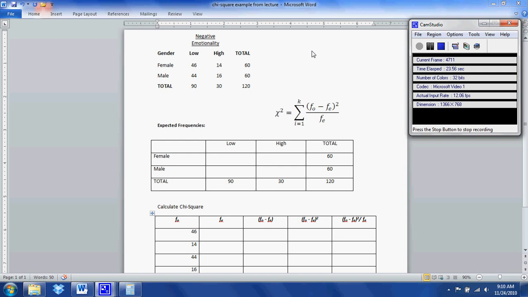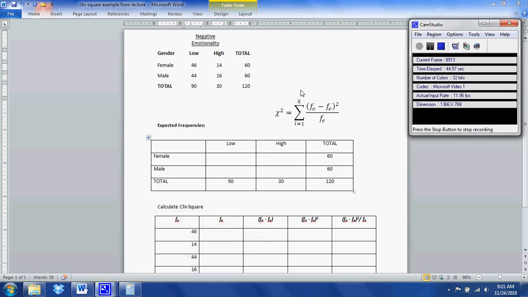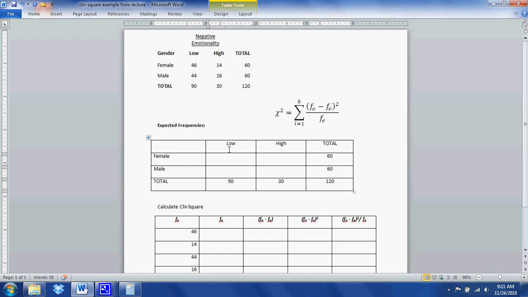So we have this table up here where we're looking at whether negative emotionality is affected by your gender. To start with, the table that you get is your observed frequencies. So you don't ever have to find FO. It's always given. So this is our observed frequencies. And here's our chi-square formula. The first thing we need to do in this chi-square formula is find FE. And if you remember, FE is your row marginal times your column marginal divided by n.